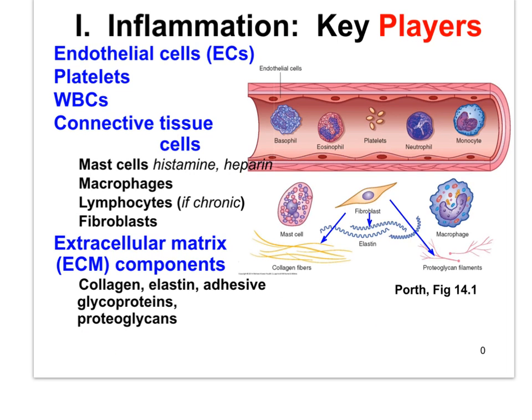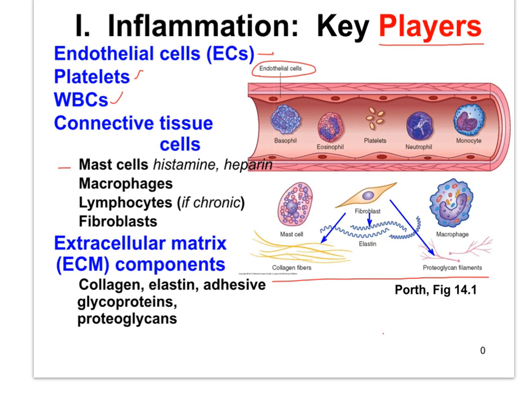As we go through this process, we're going to be thinking about many of the key players, the cells that are involved in creating an inflammatory response. We'll be talking about the endothelial cells. Those are the cells that line your blood vessels. They are secreting, they're active, they are not passive in this response. We'll talk about platelets, which you know are very important for clotting, various white blood cells, and then connective tissue cells out in the extracellular matrix outside the blood vessel.